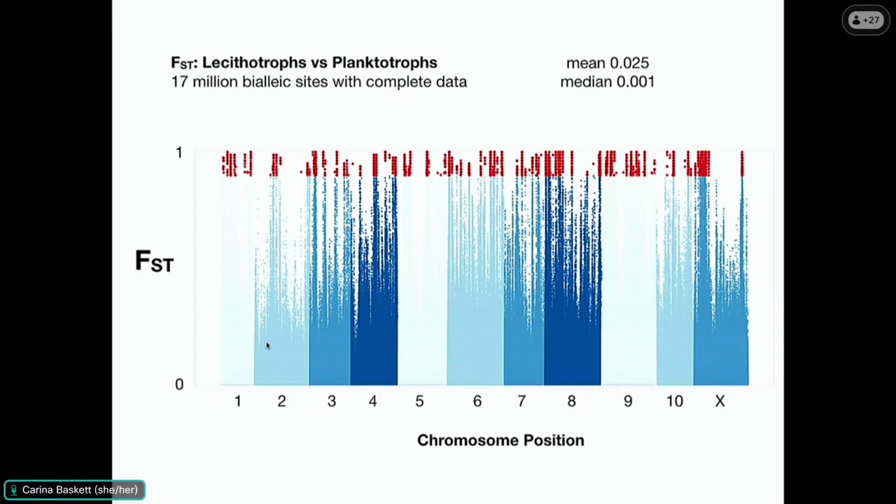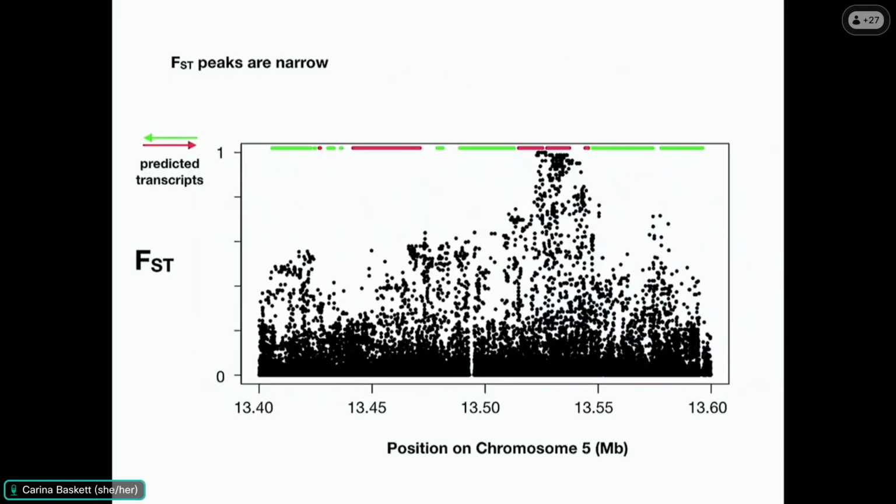If we zoom in on some of these peaks, we'll see that they are in general pretty narrow. And so here's one on chromosome 5 that represents just about 20 kb of stuff that rises up to FST equals 1. Across this, more than 40 individuals of each of these two morphologies are perfectly differentiated by these SNPs. And over the whole genome, there's, I think, something like 900 of these FST equals 1 SNPs. And here I've got genes annotated at the top. You see this is just a couple of genes.